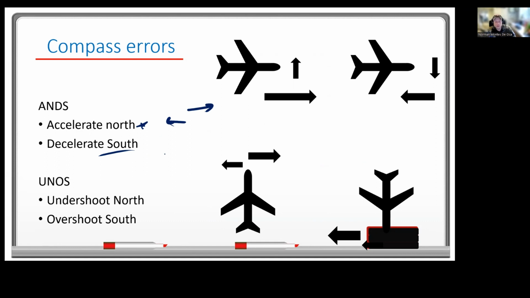And then there's UNOS, which stands for undershoot north and overshoot south. So if you are on a northern heading and you make a turn to the right, the compass will actually indicate a turn to the left or lag behind your turn and eventually catch up to you. Now, if you are heading south and you start your turn, then the compass is actually going to overshoot your turn and indicate that your turn is going by faster than you actually are turning. So that's UNOS and ANDS.